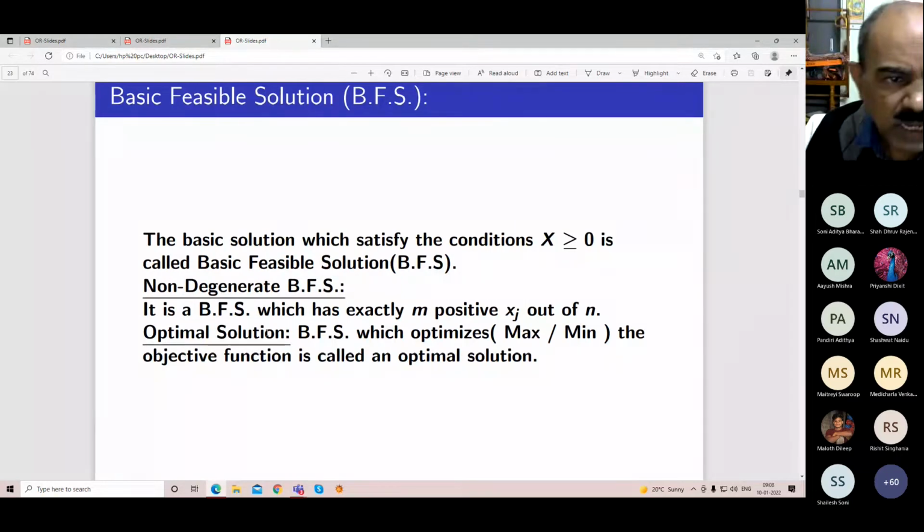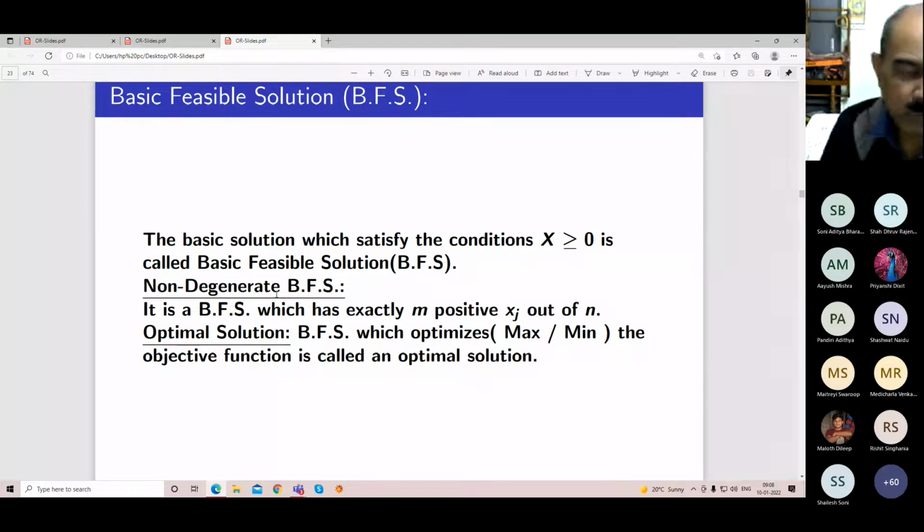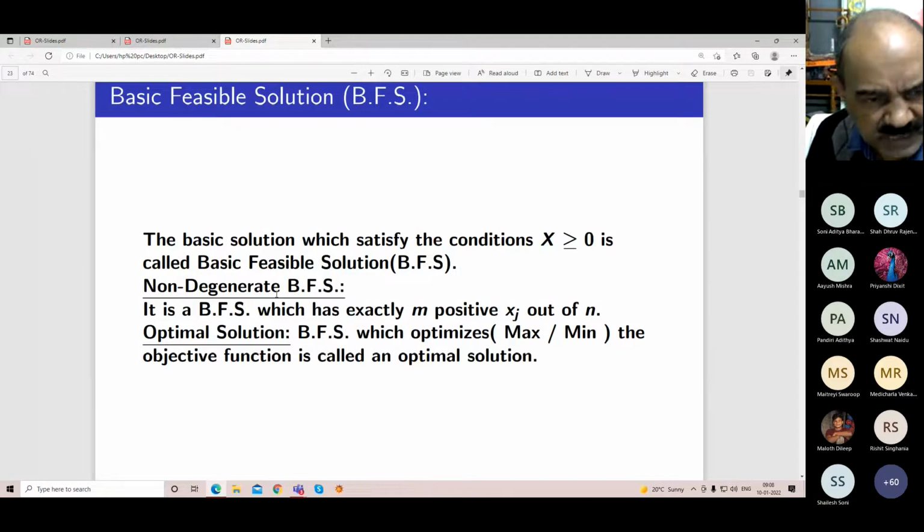Then we have the basic feasible solution, which I have also repeated. The basic solution which satisfies the condition x is non-negative is called the basic feasible solution. In the basic feasible solution, there are two parts, basic variables and non-basic variables. All the non-basic variables are 0. Basic variables are generally non-negative, 0 or positive.